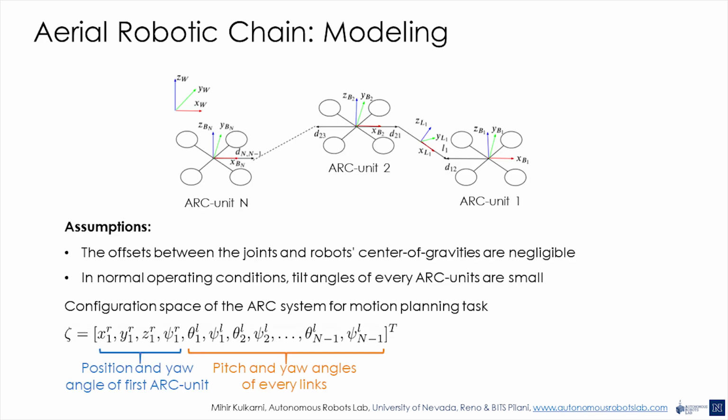In this work, we assume that the offsets between the joints and the robot's centers of gravity are negligible, and in normal operating conditions, every ARC unit's tilt angles are small. The configuration space for the motion planning task includes the 3D position and yaw angle of the first ARC unit, as well as the pitch and yaw Euler angles for each inter-ARC unit link. Denoting n as the number of ARC units, the dimension of the configuration space is 2n plus 2.